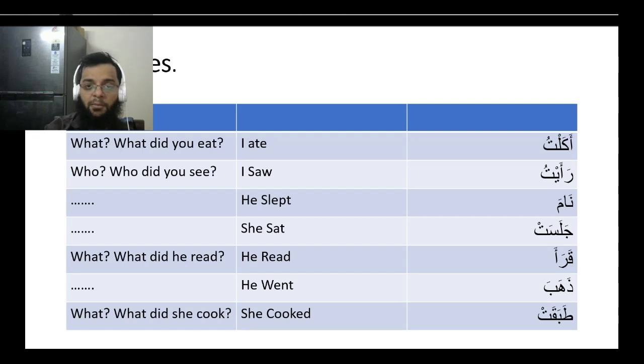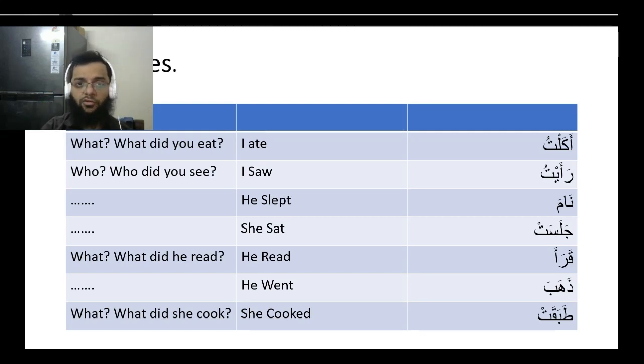Now as for nama, he slept. Does the question of what or who come? You might get confused and say who slept. In this scenario we know a particular person. Let's remove "he" and say nama Fouwazun, Fouwaz slept. Here we are replacing a proper noun with a pronoun. So he slept or Fouwaz slept.